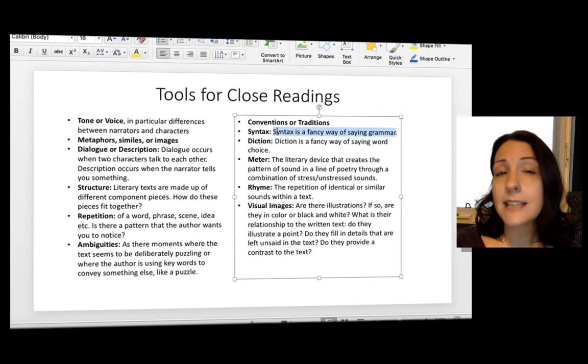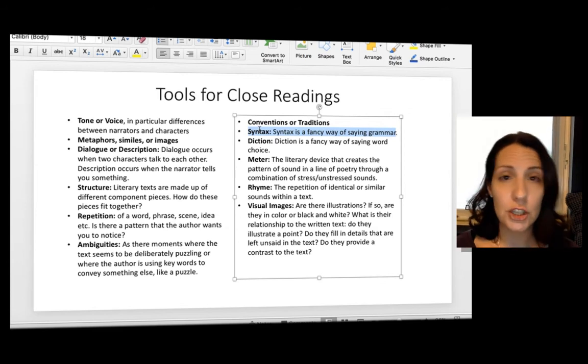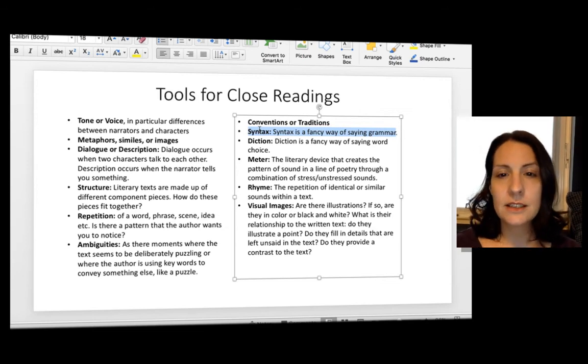You can look at the syntax of a text. It's a fancy way of saying its grammar. Are the sentences really long? Are they really short? Does the author use a lot of nested phrases? Does the author have periods? Does the author have run-on sentences? These types of things can tell you something about the text.